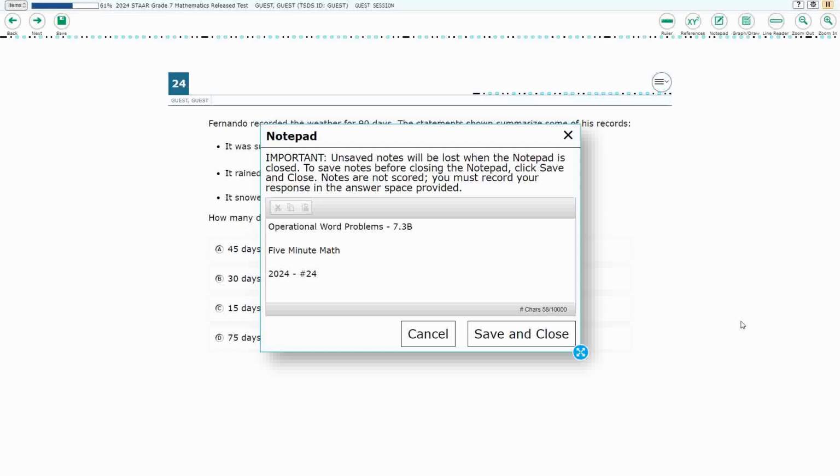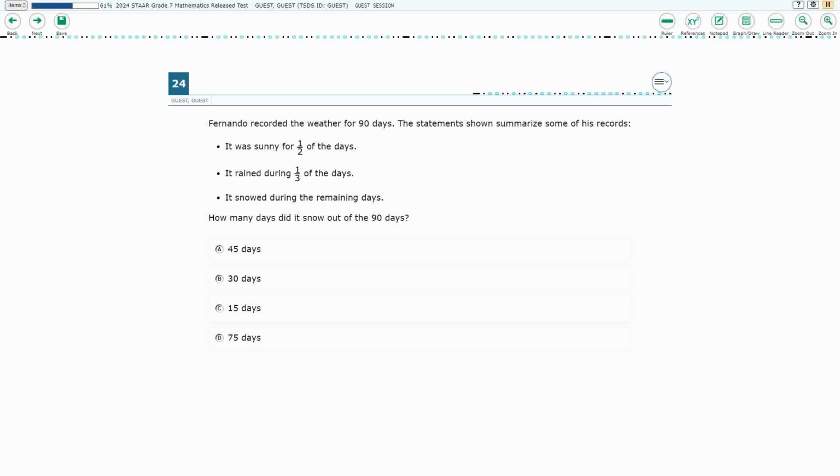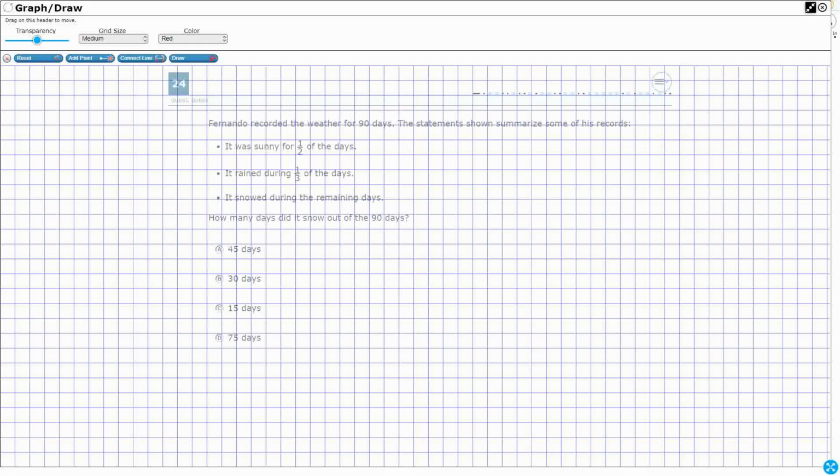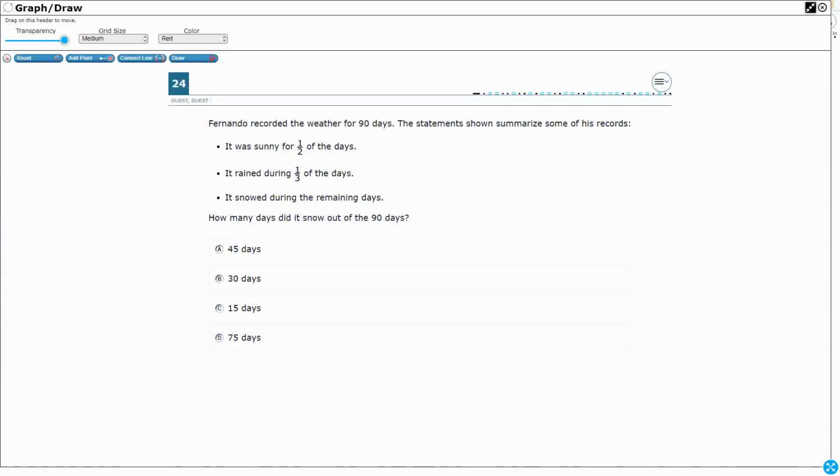Today we are looking at the 7th grade concept of operational word problems. This is standard 7.3b in the great state of Texas, and we are using item number 24 off the 2024 released STAAR test. If you haven't done so already, please go ahead and take a moment to pause the video, work this problem out on your own, unpause it, and we will look at our answers together.